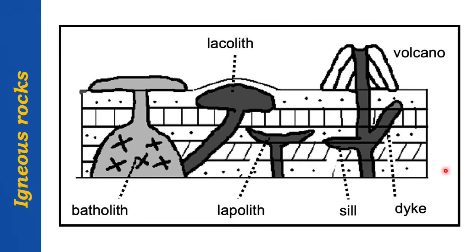A batholith, the large mass of magma that is cooled. This diagram should be familiar to you. The laccolith, which I've spelt incorrectly, it should have 2 C's, sorry for that. The lopolith, which is the one that looks like a saucer or a basin. The laccolith is the one that looks like a mushroom. There's a volcano or volcanic cone, volcanic crater, and then there's a sill and a dike.